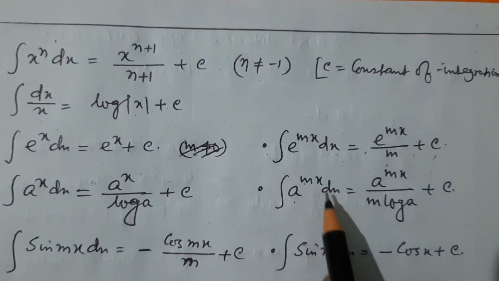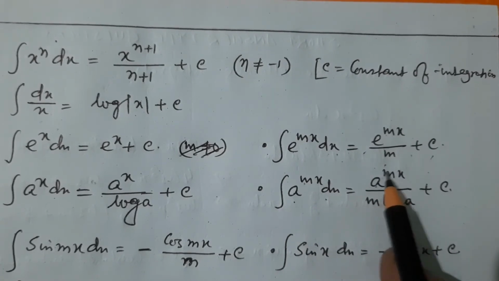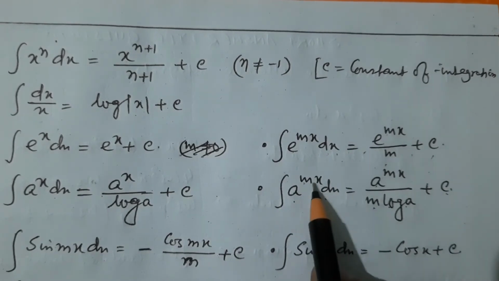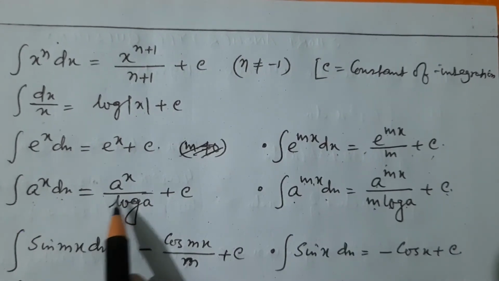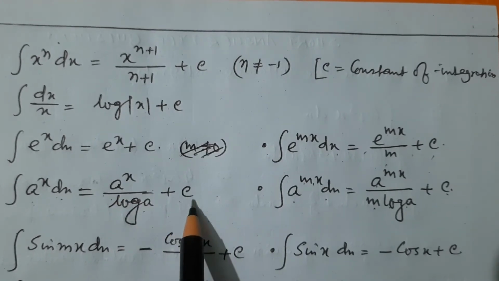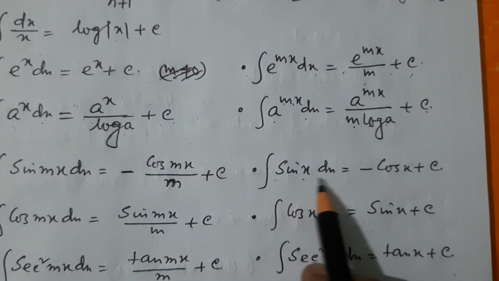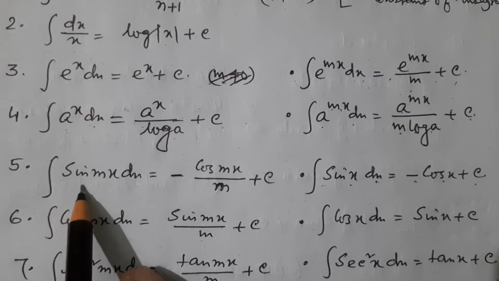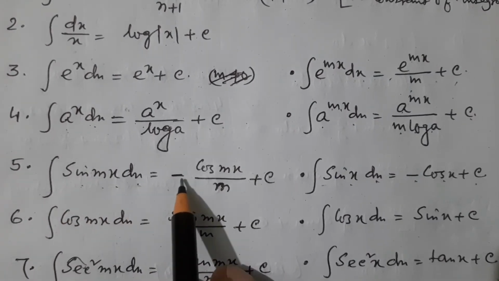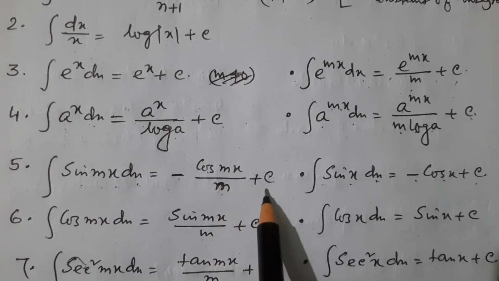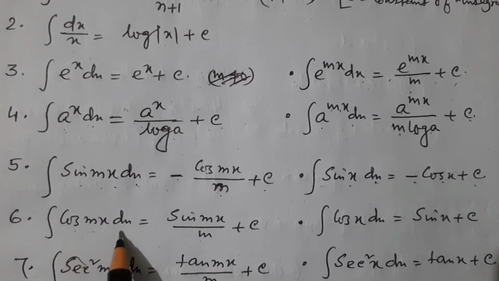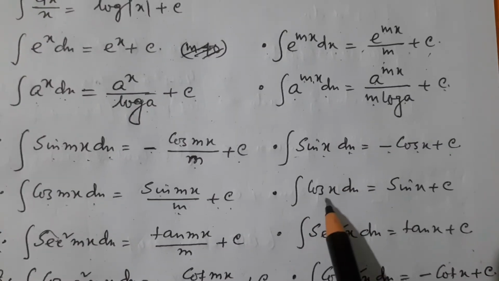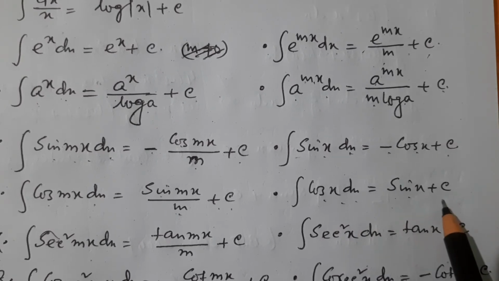The integral of a to the power mx dx equals a to the power mx by log a times m plus c. If m equals 1, we get the integral of a to the power x dx equals a to the power x by log a plus c. The integral of sin x dx equals minus cos x plus c. The integral of sin mx dx equals minus cos mx by m plus c. The integral of cos mx dx equals sin mx by m plus c. The integral of cos x dx equals sin x plus c.